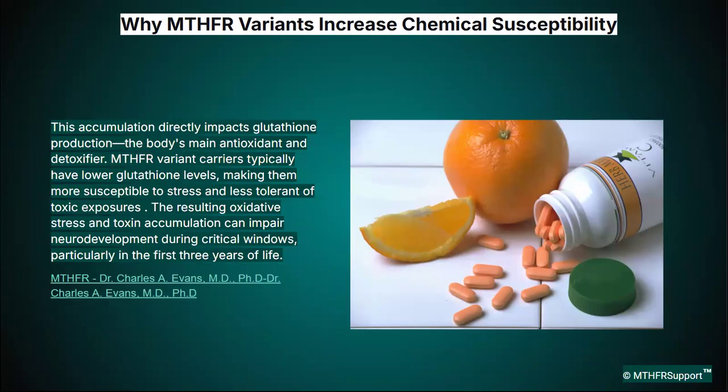This accumulation directly impacts glutathione production, the body's main antioxidant and detoxifier. MTHFR variant carriers typically have lower glutathione levels, making them more susceptible to stress and less tolerant of toxic exposures. The resulting oxidative stress and toxin accumulation can impair neurodevelopment during critical windows, particularly in the first 3 years of life.